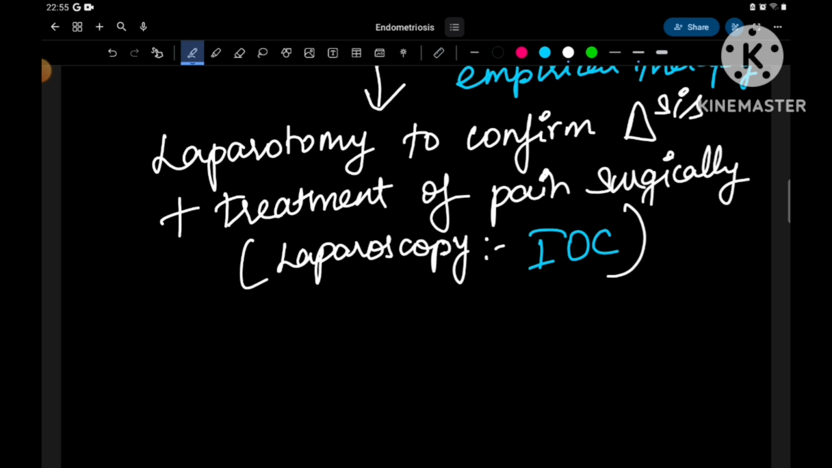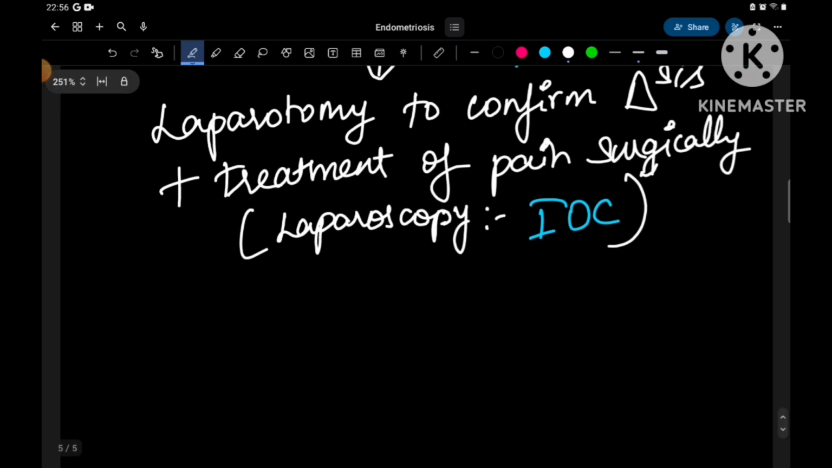So in that, there are many important things we have to say. I'll show that with pictures at the end. But first, let's see the protocol. After laparoscopy, we treat the pain surgically. So that is the investigation of choice. But what is the best management?